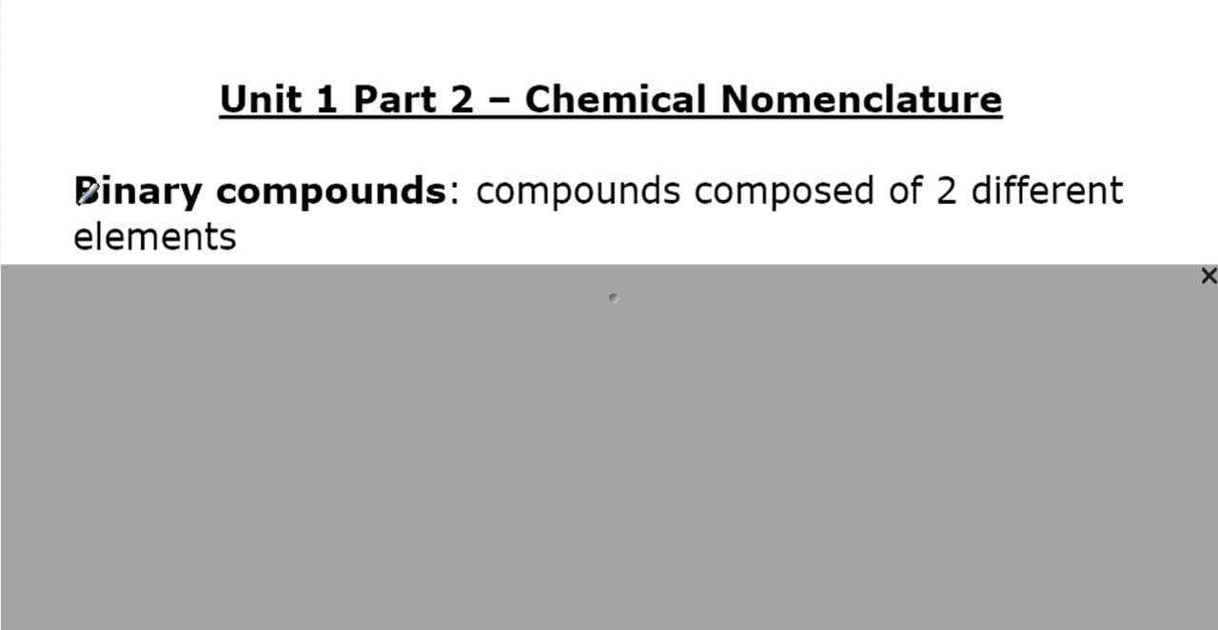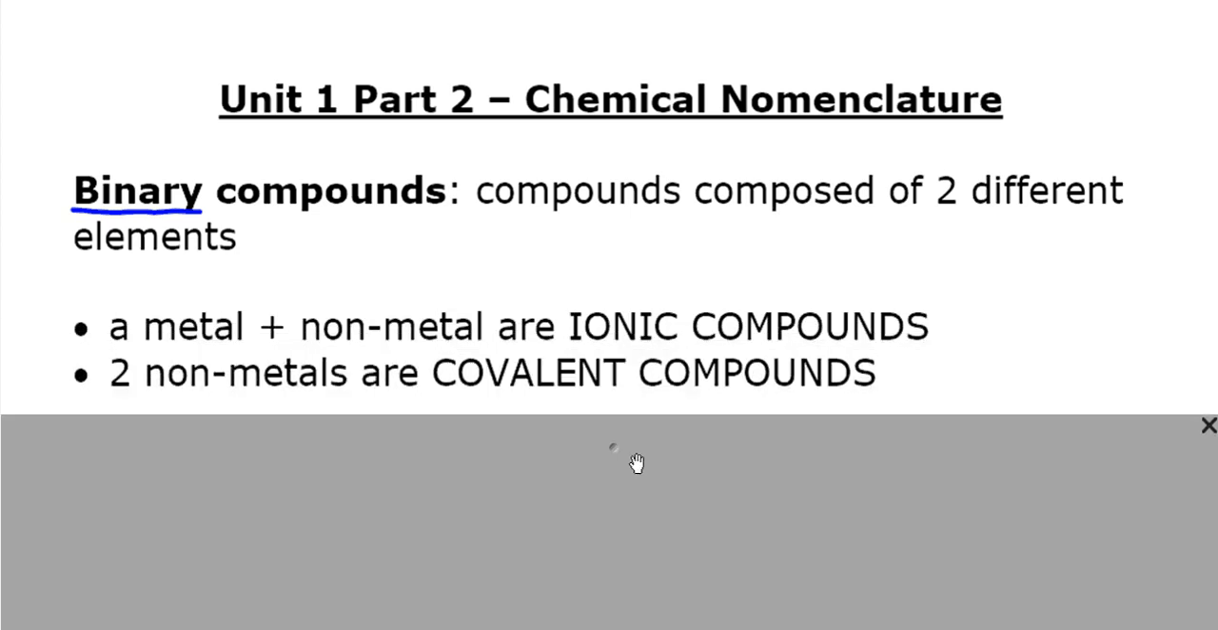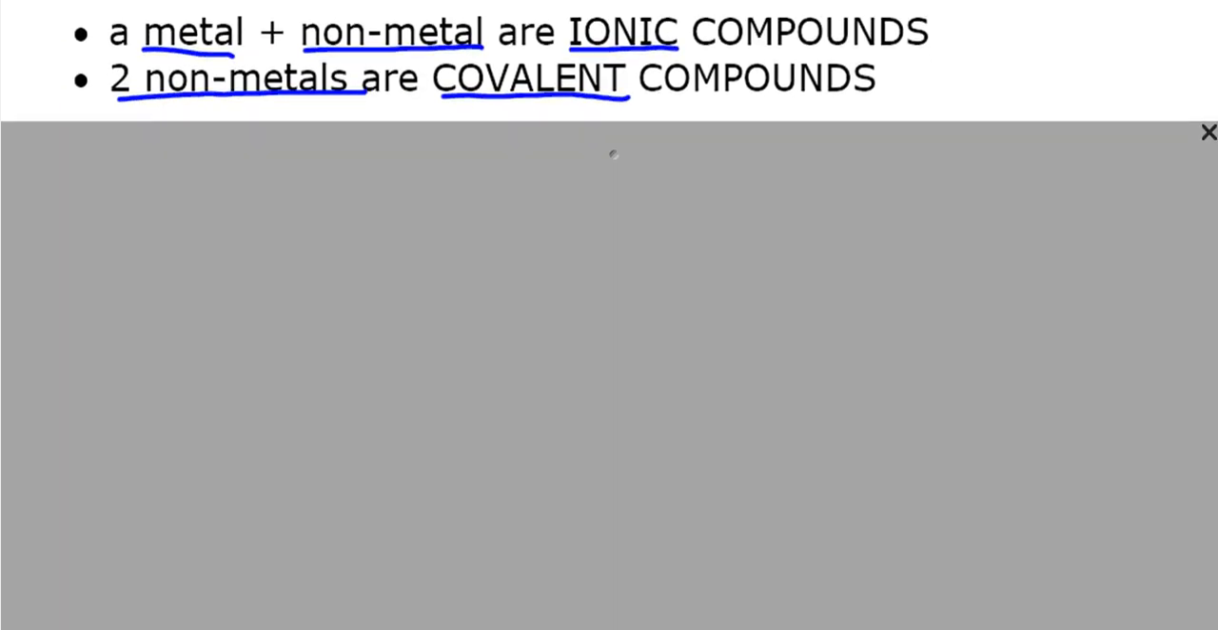Binary compounds, if you're familiar with the word binary, it means two of anything. So here we've got compounds composed of two different elements. We have two different possibilities we're going to look at today. Compounds that are made up of a metal and non-metal, those are your ionic compounds. And if you have two or more nonmetals, those are your covalent compounds. And you have to be able to decide if you have ionic or covalent before going forward, because there are different naming rules depending on which one you have. So what we're going to do first is look at ionic compounds.